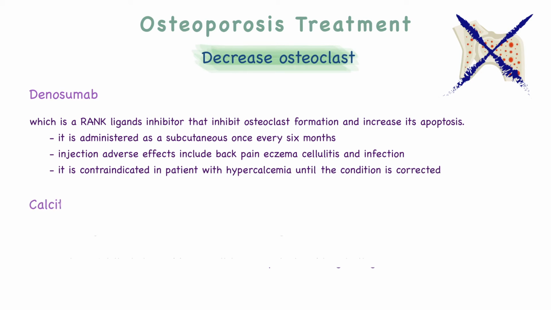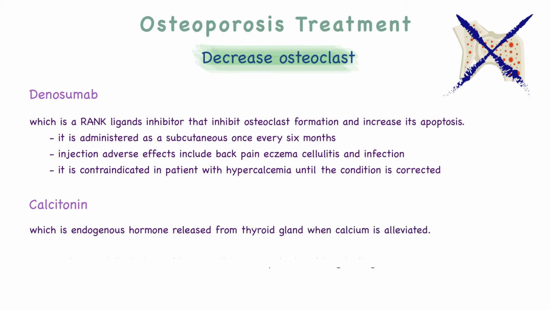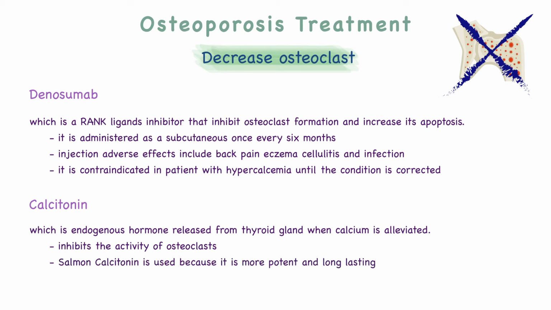Then we have calcitonin, which is an endogenous hormone released from the thyroid gland when calcium is elevated. It inhibits the activity of osteoclasts. Salmon calcitonin is used clinically because it is more potent and long-lasting.